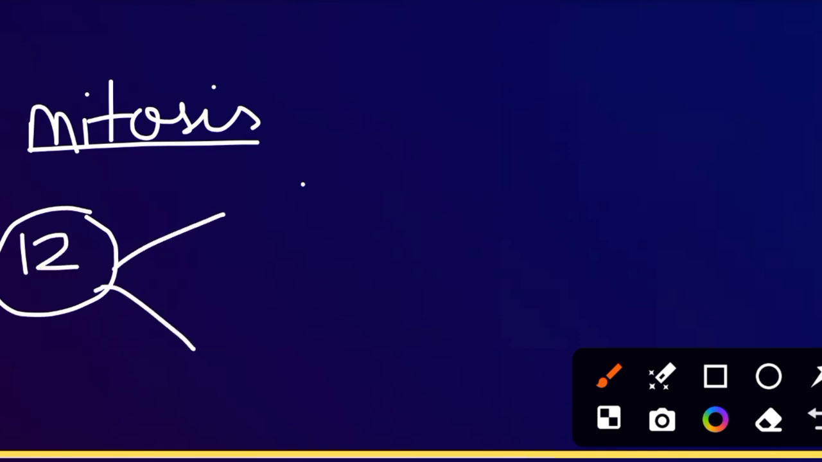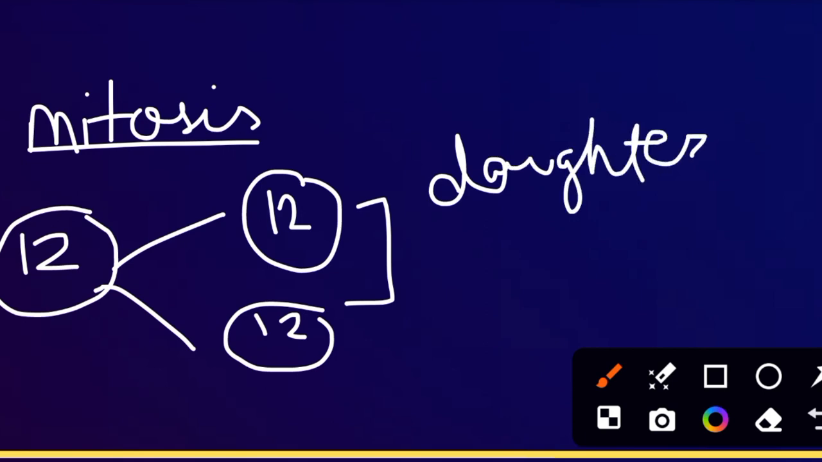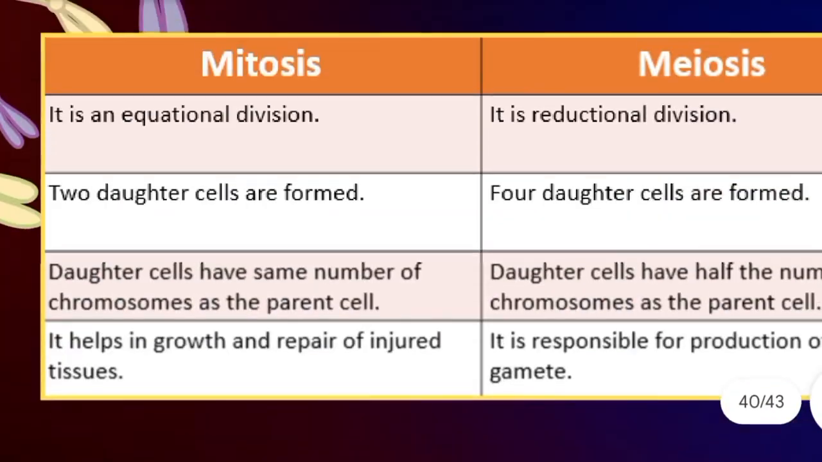Now what is this mitosis process? In this process, one cell with 12 chromosomes divides into two cells. Here the same number of chromosomes is passed into both daughter cells. Therefore this is known as mitosis. This is the equational process, and that one was the reductional process. So that was the difference between both.